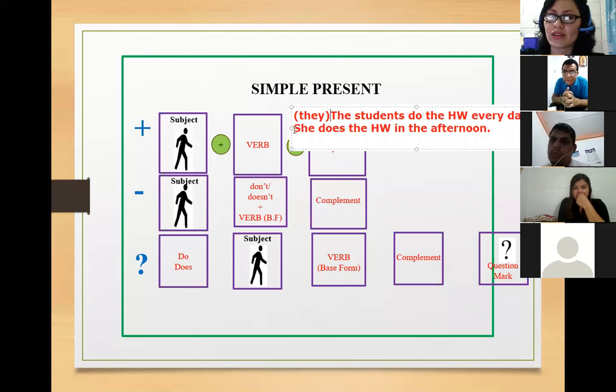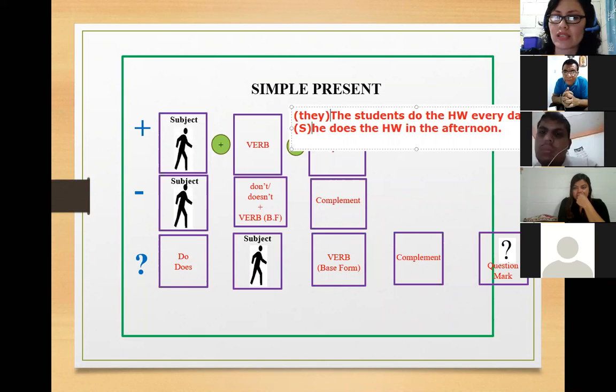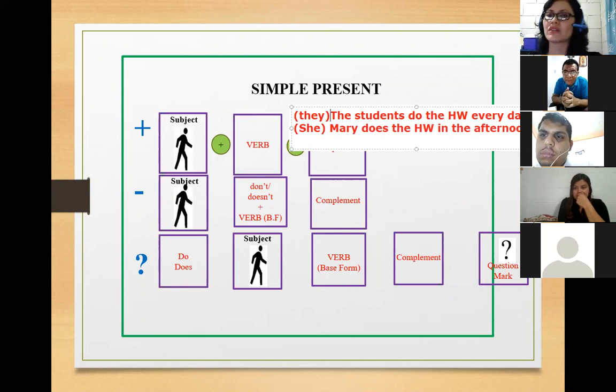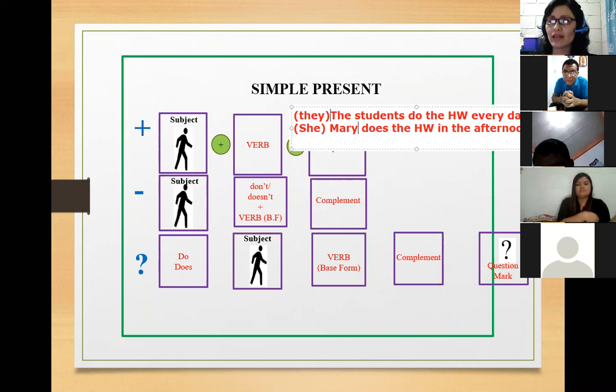And here I can just put it like this, right? And instead of saying she, I can say Mary. Mary does the homework in the afternoon. Y eso la convierte en un singular noun, okay? Entonces, when I have singular nouns, I have to apply the rules, okay? Only in affirmative sentences. Solo en las oraciones afirmativas, okay? ¿Qué sucede luego?